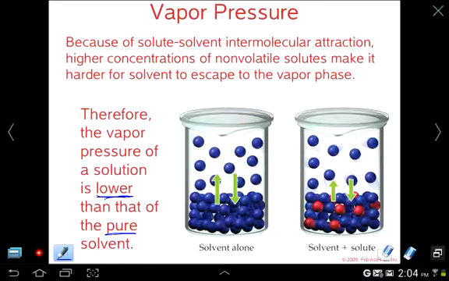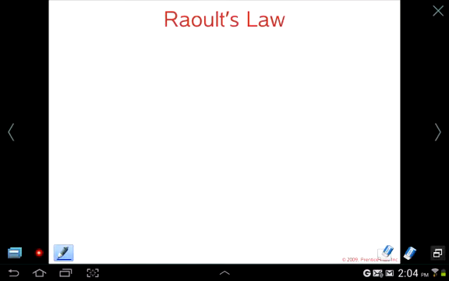And this is the case essentially with anything that you dissolve. Here it says non-volatile solutes. So we're dissolving things that are not easily vaporized in general. And there's a lot to go along with this.